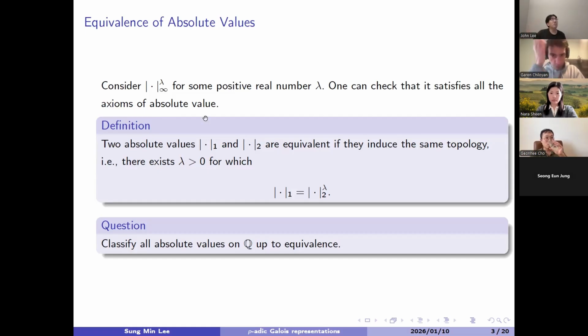That's also an absolute value, but we don't want to call it an intrinsically new type of absolute value. It's the same absolute value with a different factor, so we call them equivalent. Two absolute values are equivalent if there is a positive real number lambda such that one is the power of the other by lambda. In that case, they generate the same topology. One question we can consider is: how can we classify all the absolute values on Q up to equivalence?